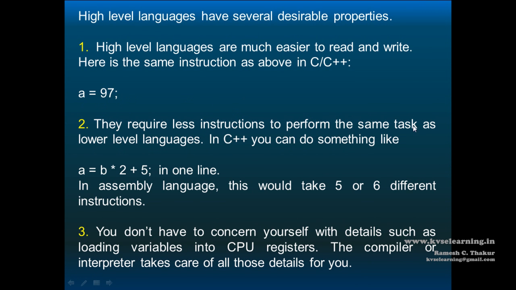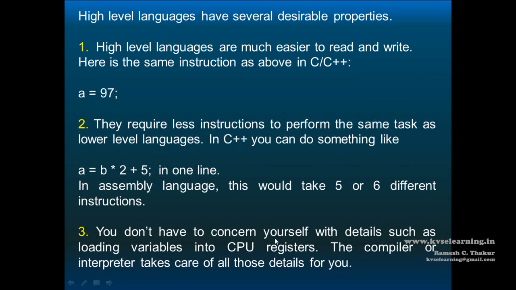They require fewer instructions to perform the same task as lower level languages. In C++ you can do something like a equals to b into 2 plus 5 in one line. It means we are multiplying b with 2 and adding 5 to the result and assigning the result to the variable a. If the same set of tasks was to be accomplished by using the assembly language or the machine language, we had to write 5 or 6 different instructions. So it is possible to write this in one line if we are using C++ or any other high-level language.